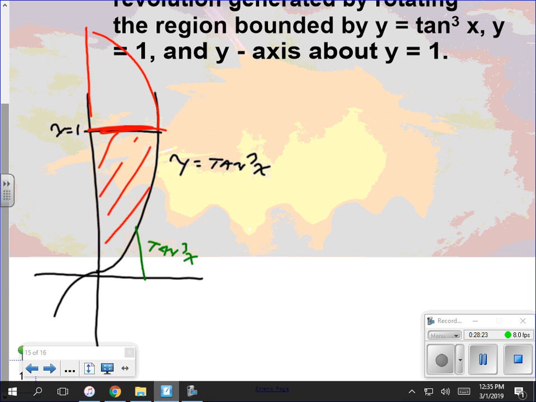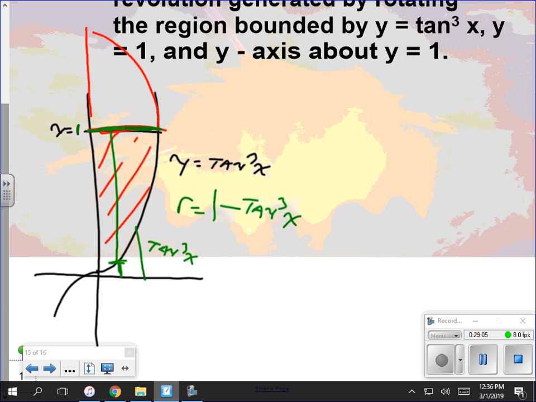That's what the distance tangent cubed of x is, it's the distance from the x-axis to that curve. When I plug in x, that's my y-coordinate for that. Okay? If I want to find the radius, it's this here. But the tangent cubed of x doesn't give me this length. What my radius would be is this distance up here. What is that distance? It's 1 minus this distance here, which is the tangent x cubed. So my radius is 1 minus tangent cubed x.